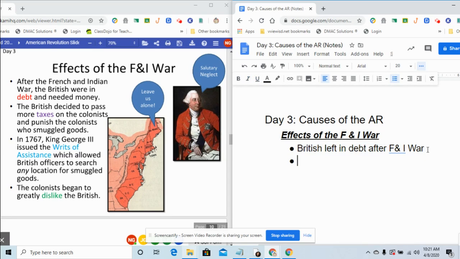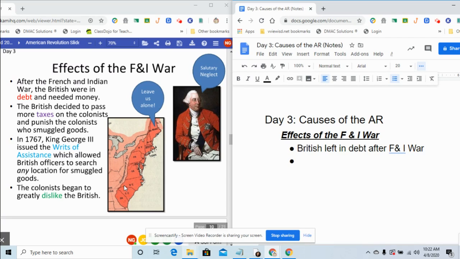Okay, next one, and I made my text a little bit bigger so you all can see it better on your videos. The British decided to pass more taxes on the colonists and punish the colonists who smuggled goods. Remember, they passed all these taxes like the Stamp Act, the Tea Act, the Sugar Act, all these acts that we learned about that really created discomfort on the British colonists because they're having to pay extra for things that they were used to getting for cheap from a different country.